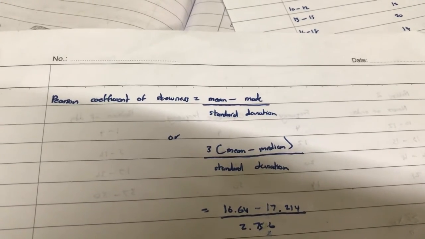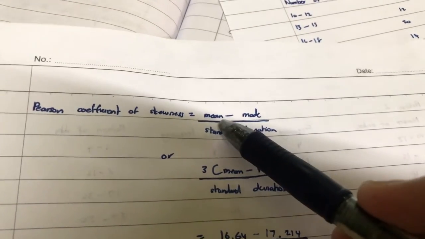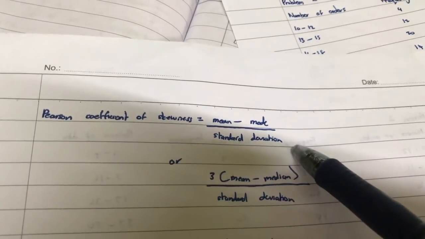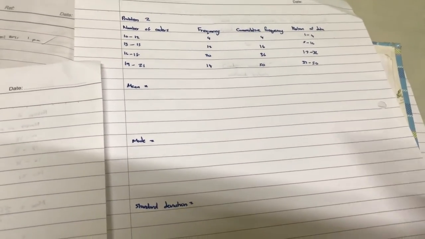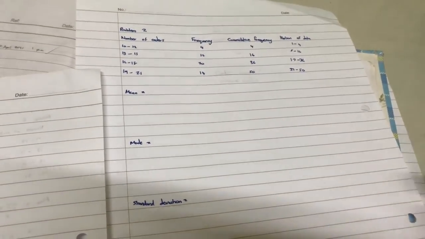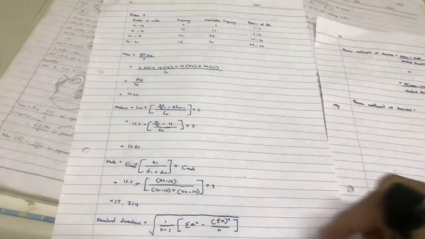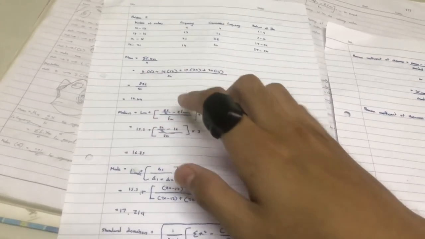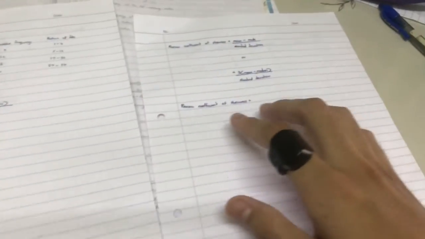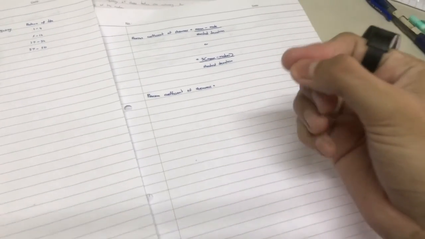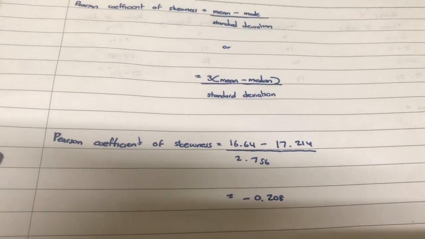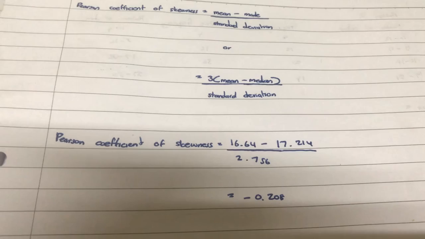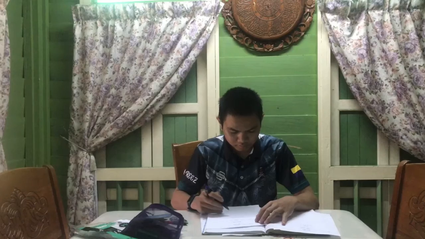Since we use first formula, which means we need to find the mean, the mode, and the standard deviation, we need to look at table. And my friend already explained about all the rest of this, so we didn't need to do this. And then we just copy the value of mean, mode, and standard deviation into Pearson coefficient of skewness. Since the value of Pearson coefficient of skewness is negative, the shape of distribution is skewed to the left. And that's it.